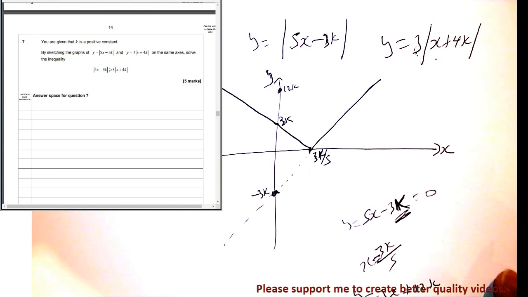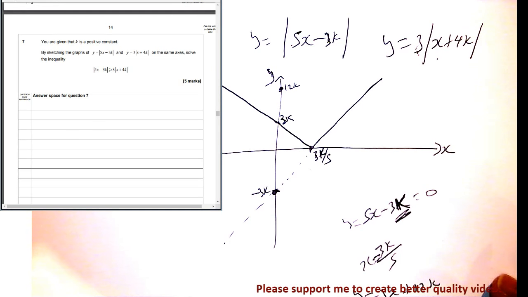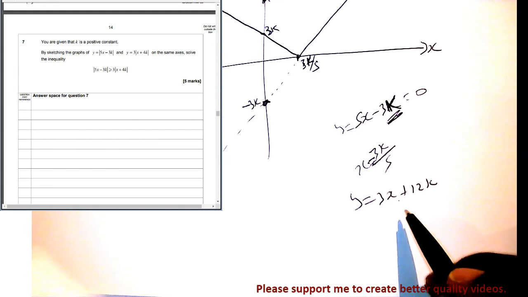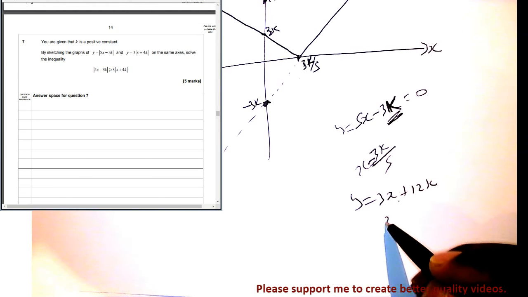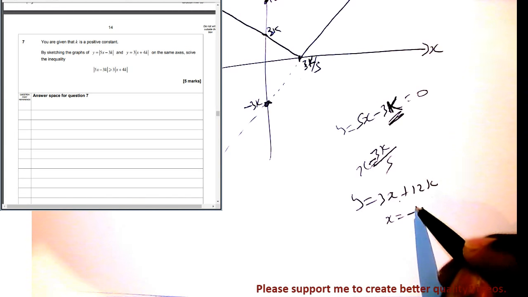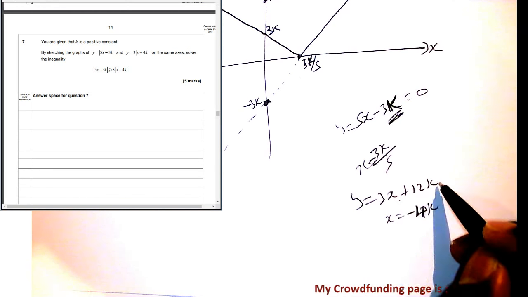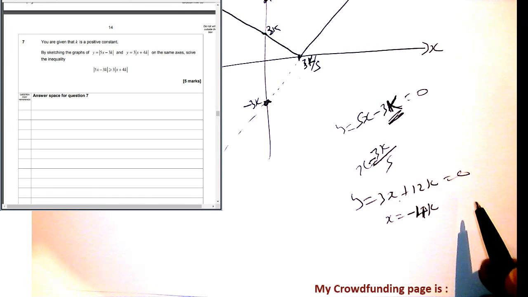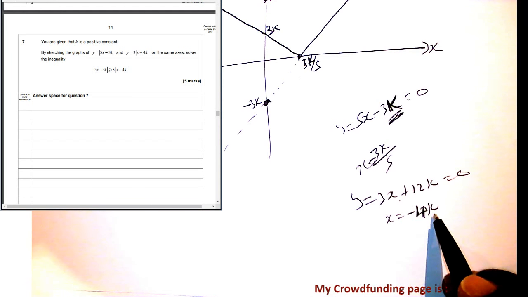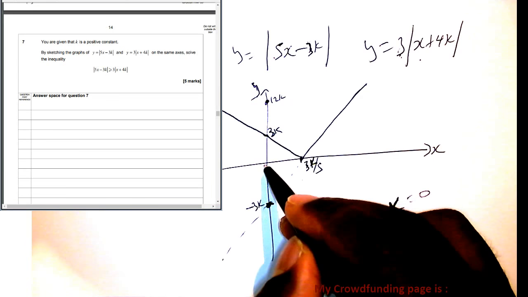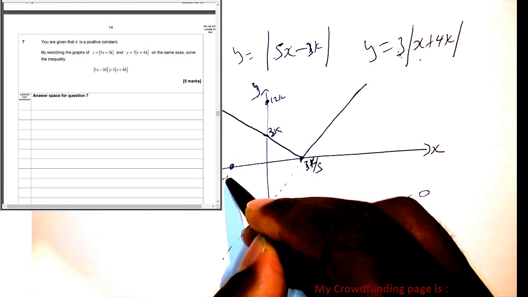Okay. When x is 0, y would have been 12k. And what about when y is 0? X would have been minus 12, minus 4k. And that's me making x the subject when y is 0. X would have been minus 4k. So for y to be 0, x would have been here, minus 4k.